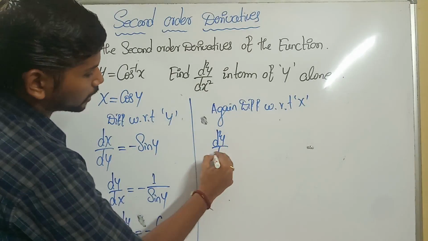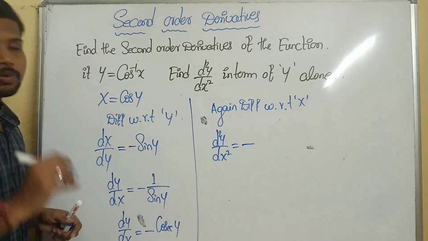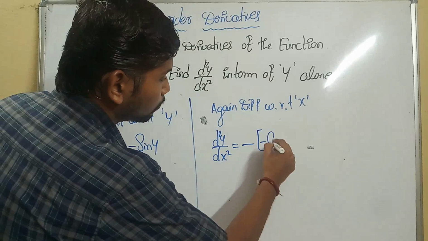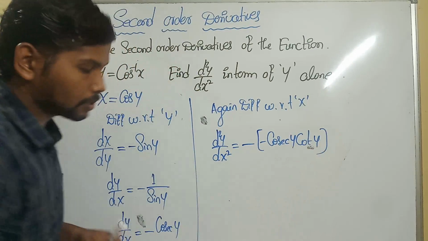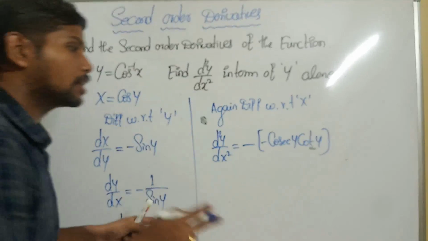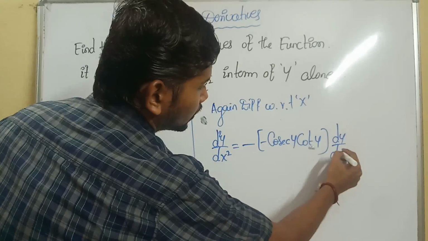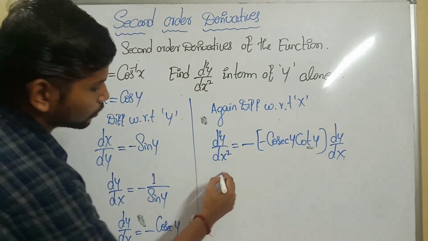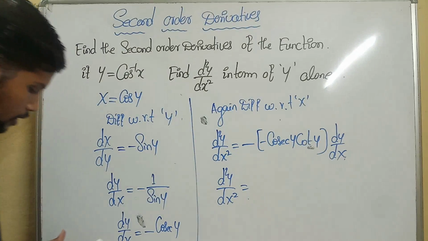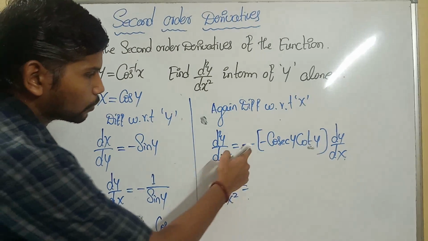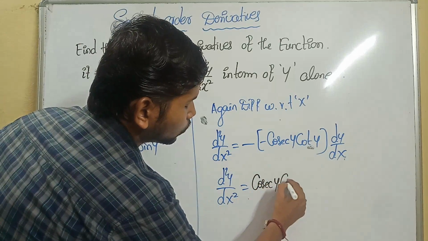d square y by dx square is equal to minus as it is, and the derivative of cosecant y will be minus cosecant y into cot y. The derivative of cosecant y is minus cosecant y into cot y. Again, y with respect to x is dy by dx. Now the last step, d square y by dx square is equal to, negative into negative will be positive, cosecant y into cot y.